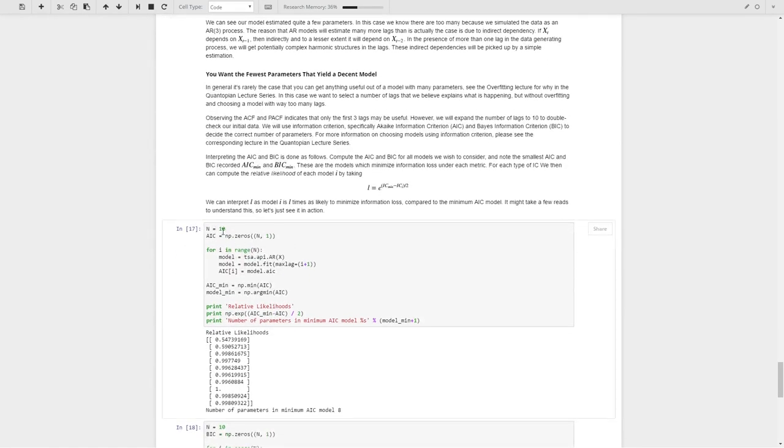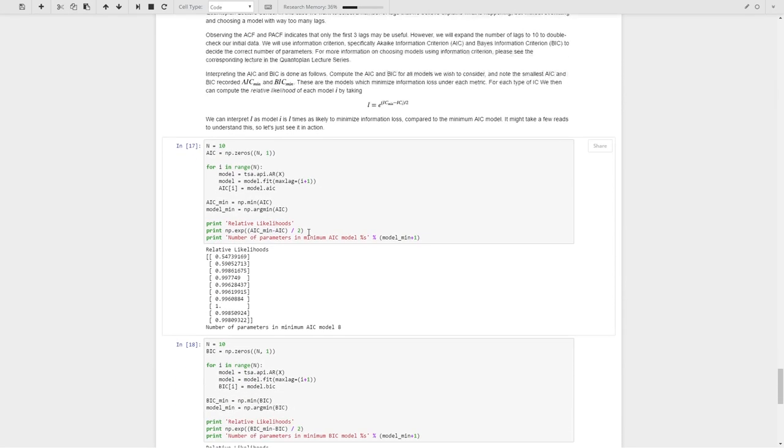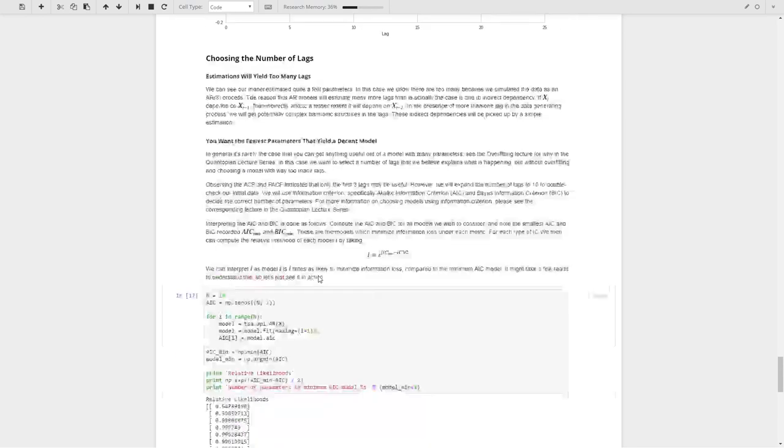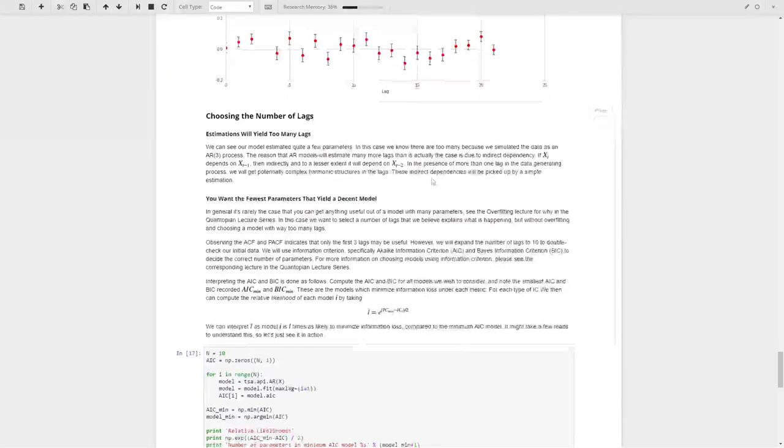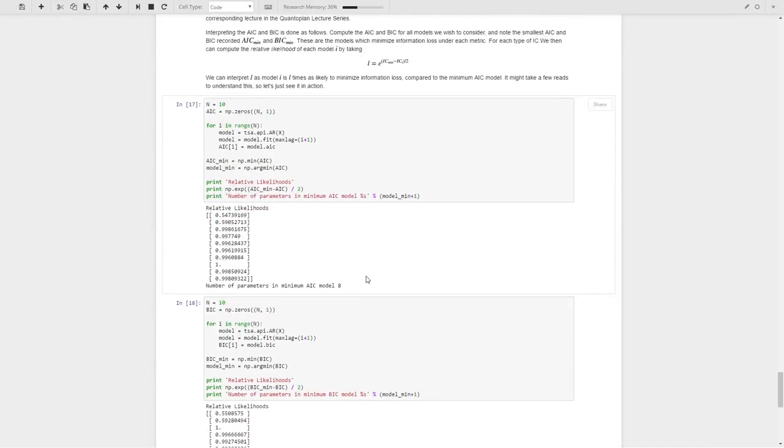So here, we test 10 different models where we're forcing each model to a different number of maximum lags, and we get the relative likelihood. You can see here that it thinks the 8-parameter model is the best one using the Akaike information criterion. Okay, so that's still definitely better than the 20-parameter model that this thing spit out, but 8 is still a decent amount, and I might be a little uncomfortable with that. So I do some more investigation.